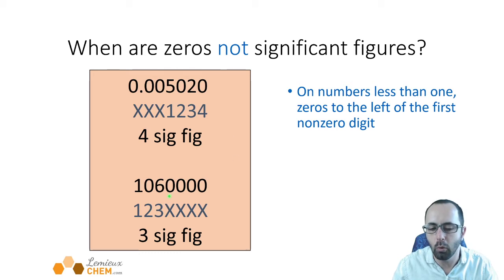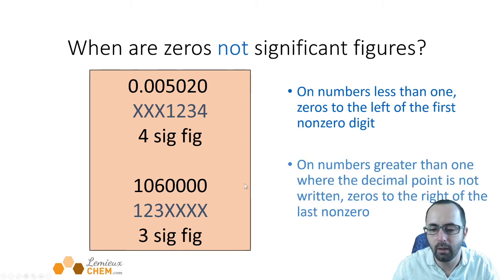Now here's an example with end zeros that do not have a decimal point. There's no decimal point here. So what we're saying is we don't really know what these numbers are, so they're not significant. Numbers greater than 1 when no decimal point is written: zeros at the end, these end zeros are not significant because there's no decimal point. So our only sig figs are the 1, the 2, and the 3. These end zeros are not significant because there's no decimal point.